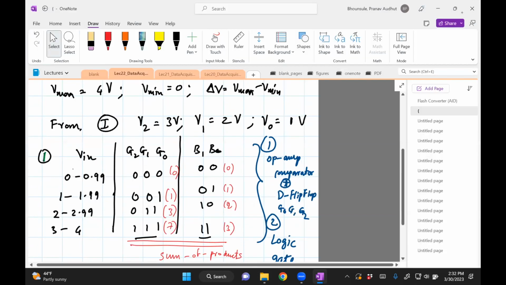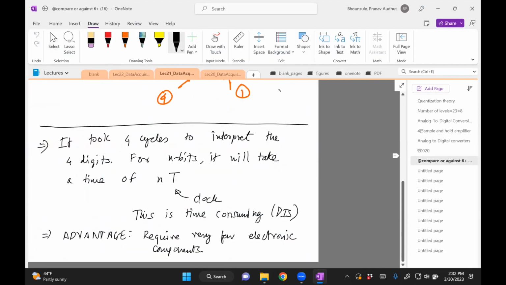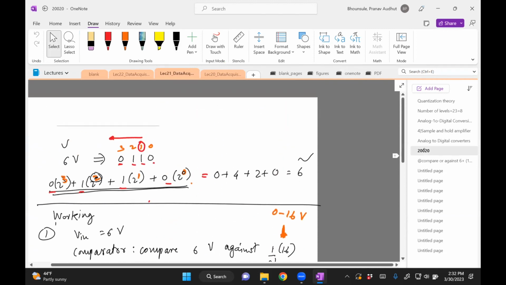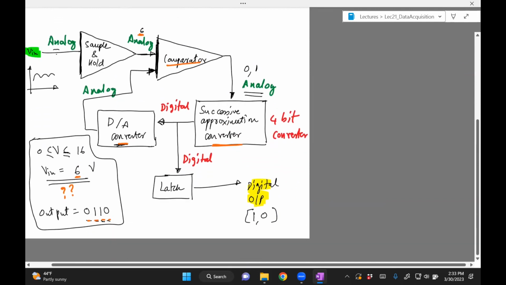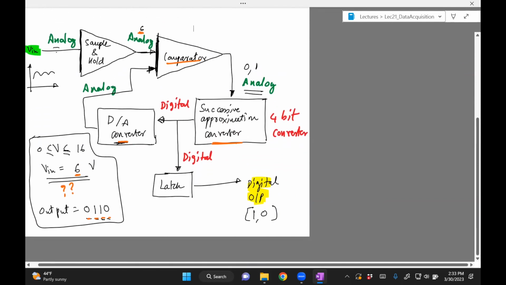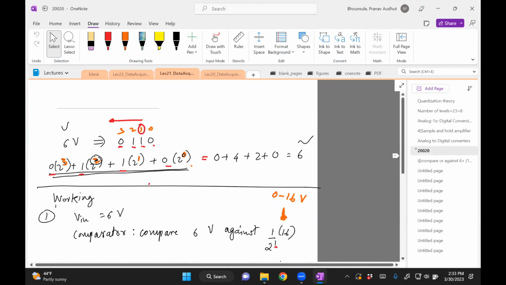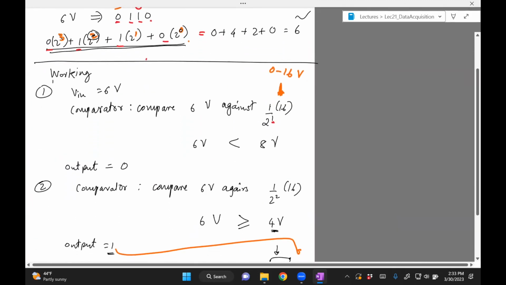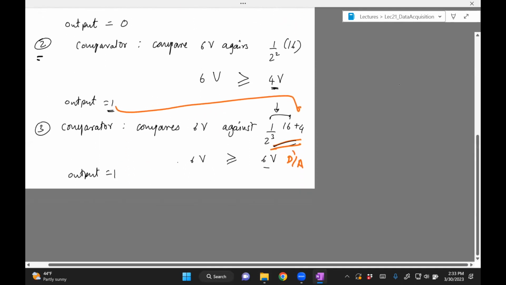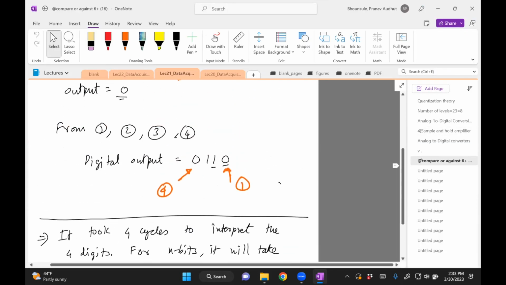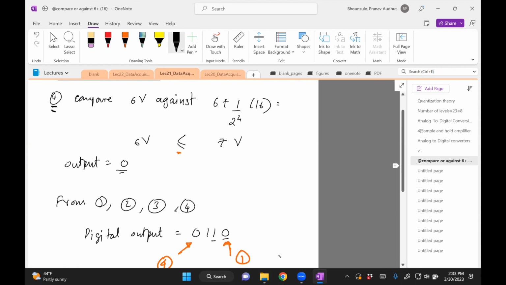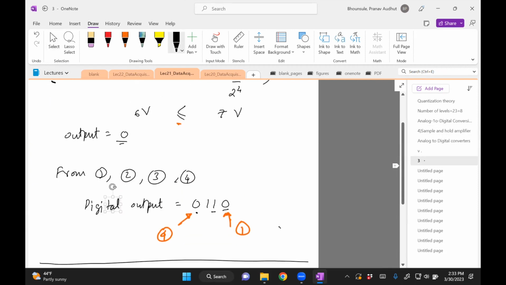Now that we've done this, we can look at this in comparison to what we had achieved with the other converter. This was something I did last time. I had shown you a successive approximation converter. We saw that the way this works is it requires, in this case, 4 steps: 1, 2, 3, and then there's another one on the next page. So using 4 time cycles, it was able to take the 6 volts and convert that to 0, 1, 1, 0.